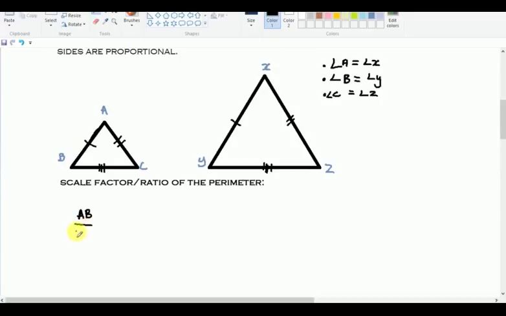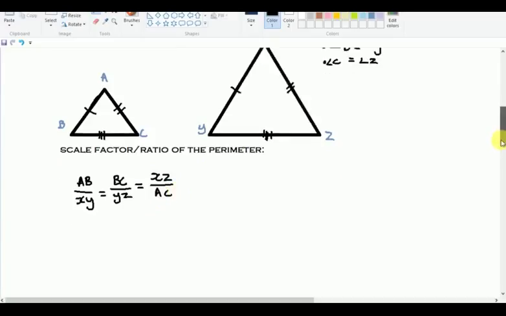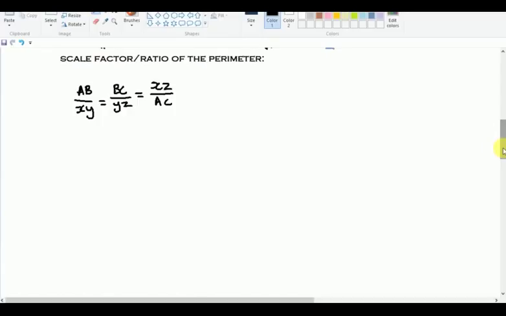over side XY is equal to side BC over side YZ is equal to side XZ over AC. This is how we calculate our scale factor or the ratio of the perimeter.